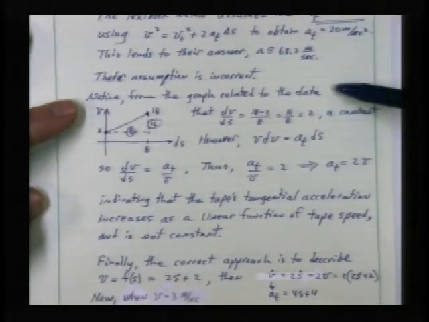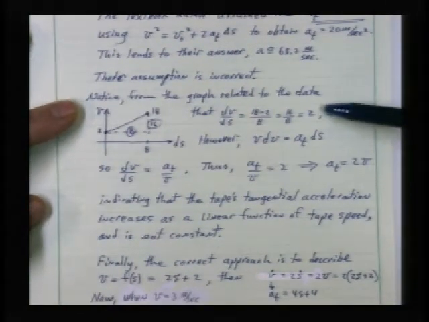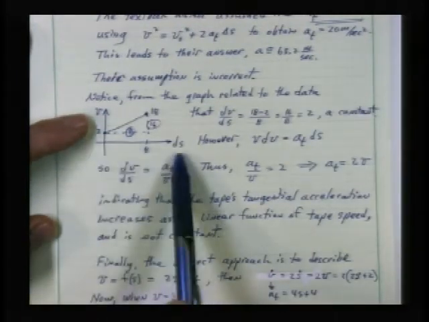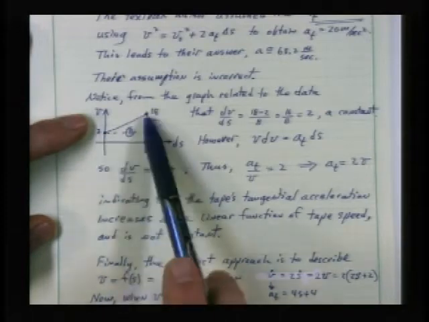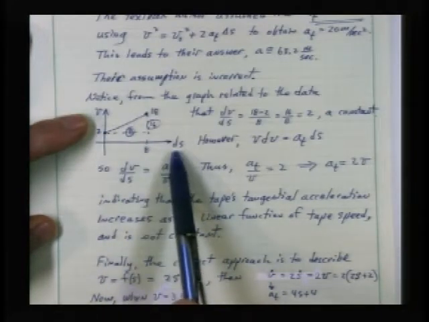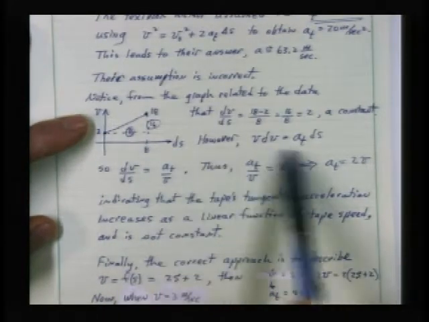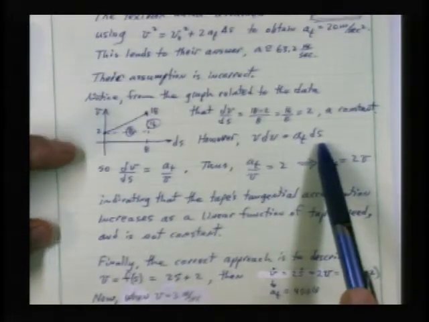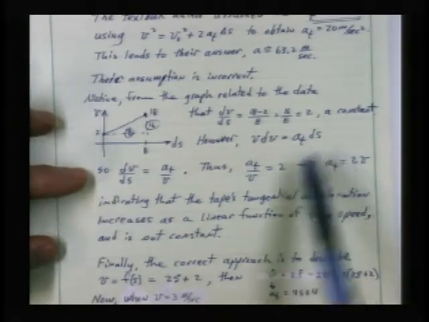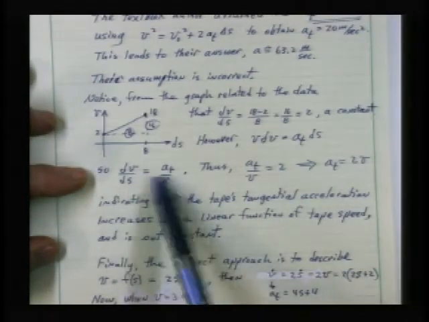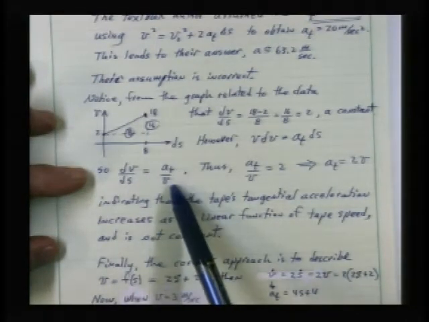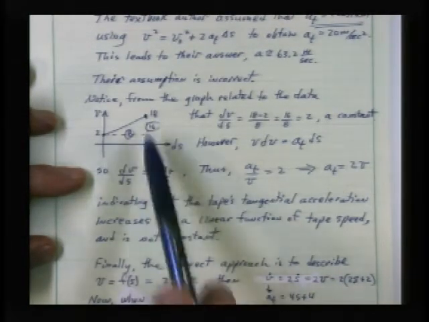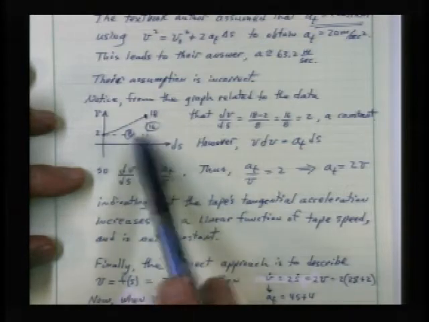Notice from the graph, and here I go through that relationship, that here's the graph of velocity versus s. It's a linear function of displacement. But we know that v dv equals tangential acceleration ds. So dv ds equals tangential acceleration over v. Thus, tangential acceleration over v equals the slope of this function, which is 2.